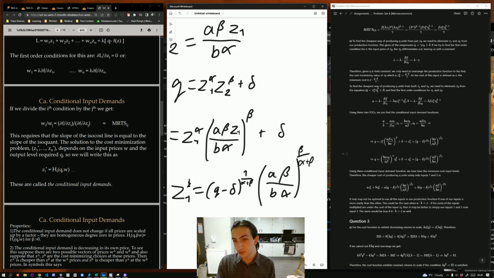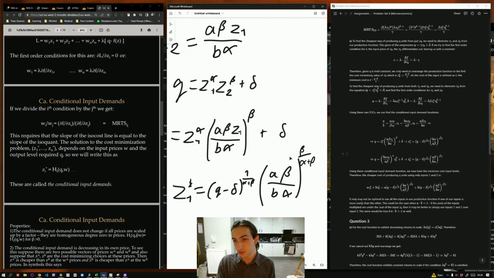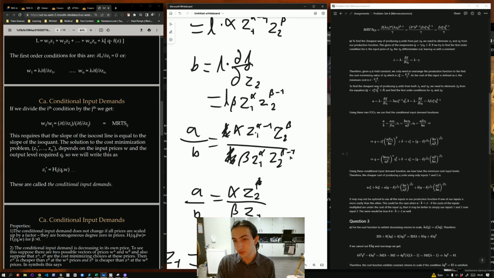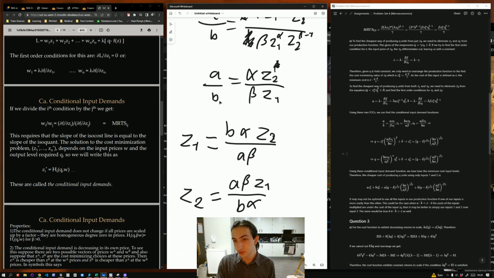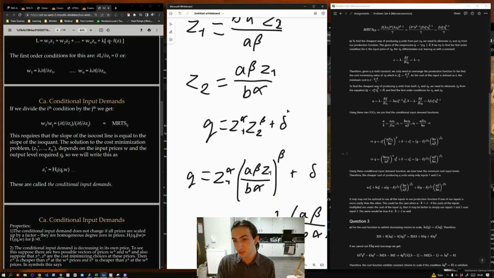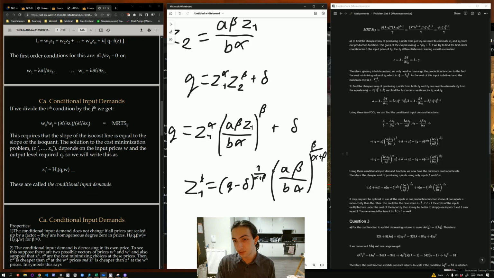And that's going to be it. And you're essentially just going to get the inverse for Z2, okay? But fundamentally, that's how you do it. You find the first order conditions, you divide them, you come up with an expression for Z1 and Z2 in terms of the other, you sub them in, and then you get the conditional input demand function.